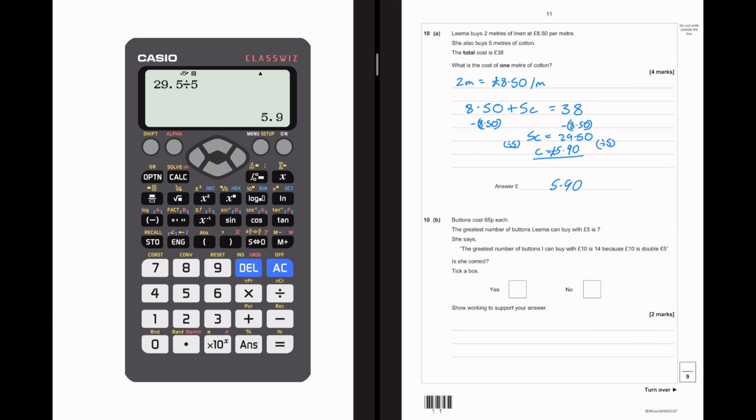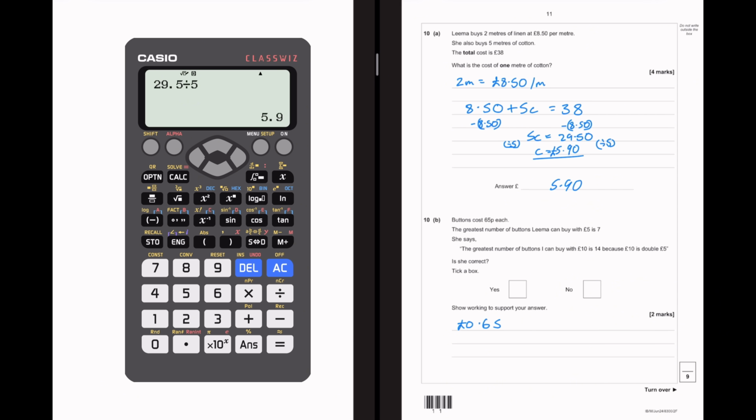Part B says buttons cost 65 pence each. The greatest number of buttons Lima can buy with £5 is 7. She says the greatest number of buttons I can buy with £10 is 14 because £10 is double £5. Is she correct? So we've got the buttons that are 65 pence each.